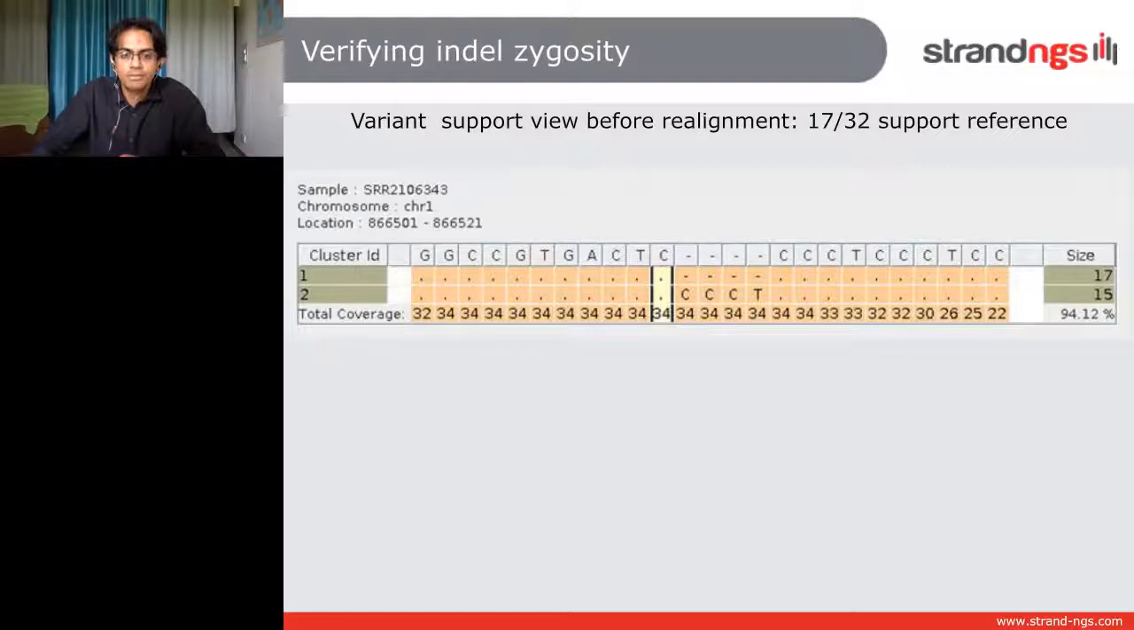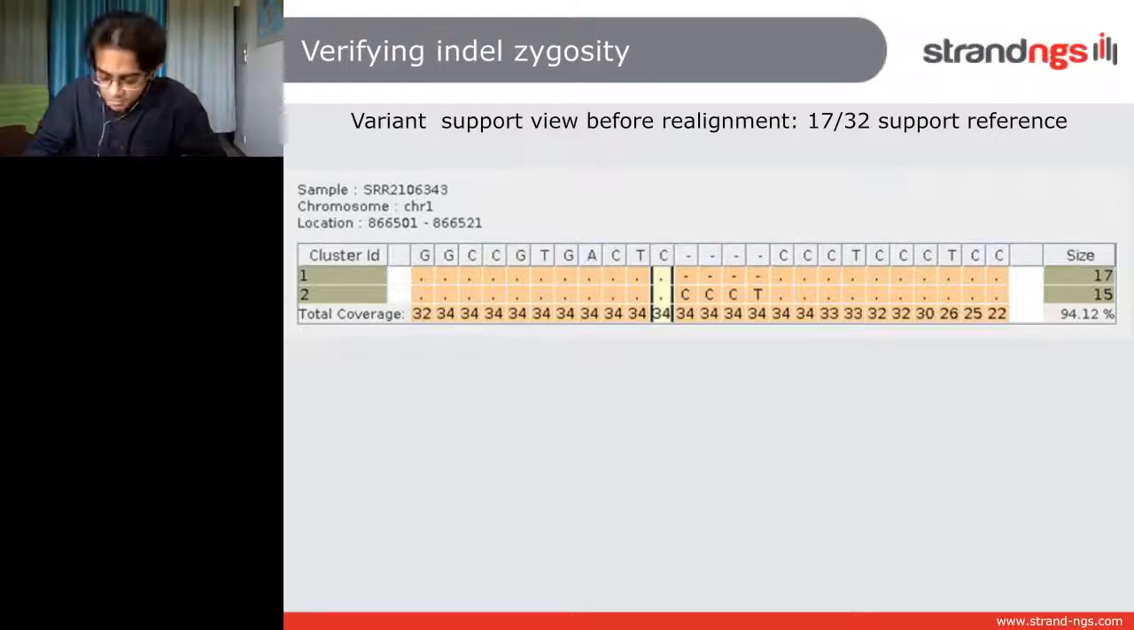There are 2 clusters of reads. One that supports the reference. So the reference support is indicated by these minus signs. And one that supports the variant, which is in this case the 4-base insertion. And what these figures on the right say is that the first cluster has 17 reads and the second cluster has 15.